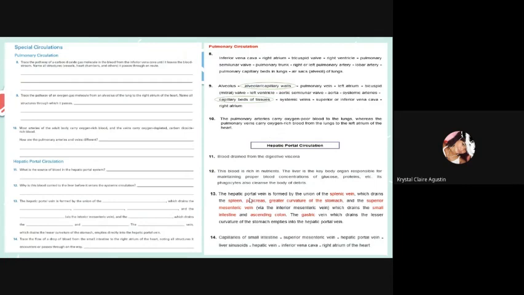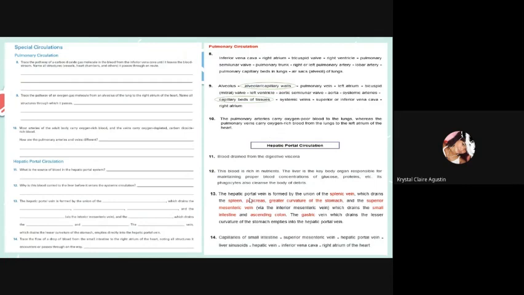So number 13, the hepatic portal vein is formed by the union of, fill in the blank. The hepatic portal vein is formed by the union of the splenic vein, which drains the spleen, pancreas, and greater curvature of the stomach, and the superior mesenteric vein via the inferior mesenteric vein, which drains the small intestine and ascending colon. The gastric vein, which drains the lesser curvature of the stomach, empties into the hepatic portal vein.